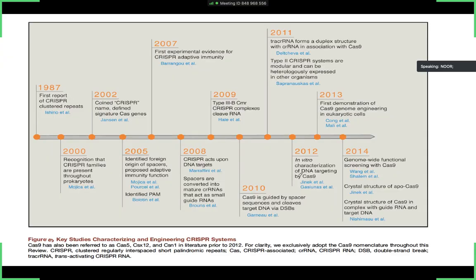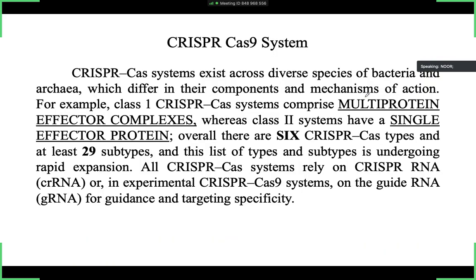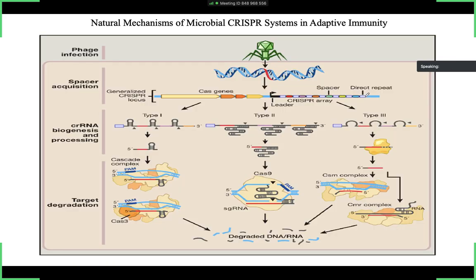Just an overview of the modification of this, from where it started. CRISPR was first reported in 1987. There are some clusters of repeats in the DNA, and in 2012 Jennifer Doudna published a paper, and in 2013 Feng Zhang published a paper, and this was the revolutionary period of CRISPR-Cas9.